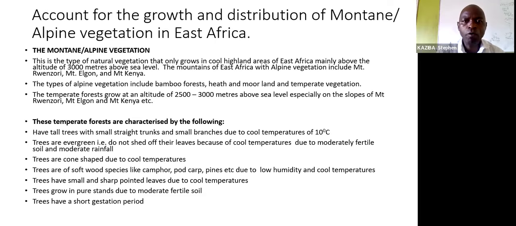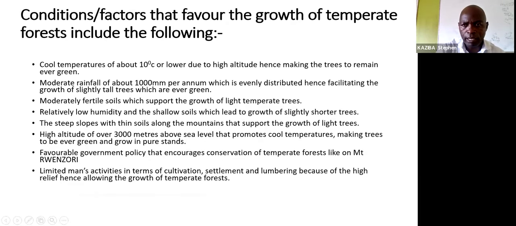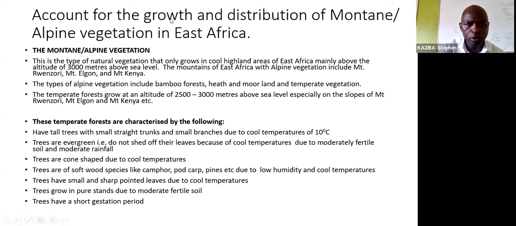So how do we attempt this question? You begin by defining alpine vegetation, not natural vegetation. So this is a type of natural vegetation that only grows in cool highland areas of East Africa, mainly above the altitude of 3,000 meters above sea level. So we have only 3 types of vegetation which fall under this category. So make sure you emphasize that.